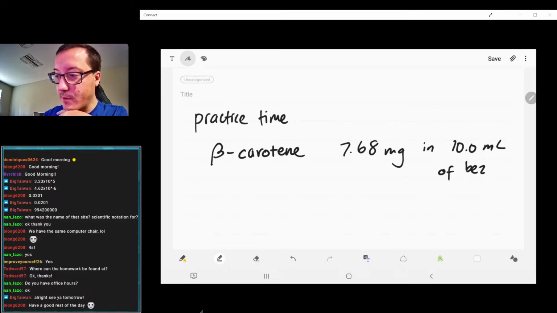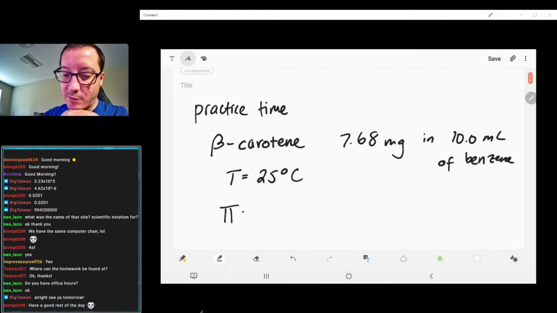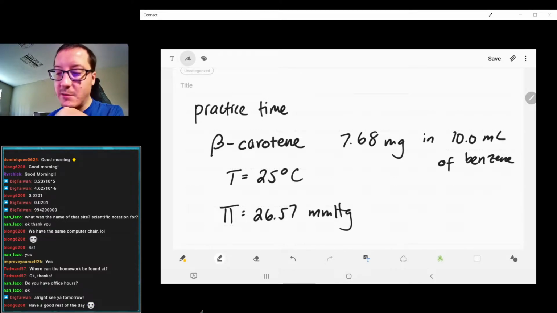Let's say that our temperature is 25 degrees Celsius. And we were able to measure an osmotic pressure of 26.57 millimeters of mercury. So these are all things we can measure, right?